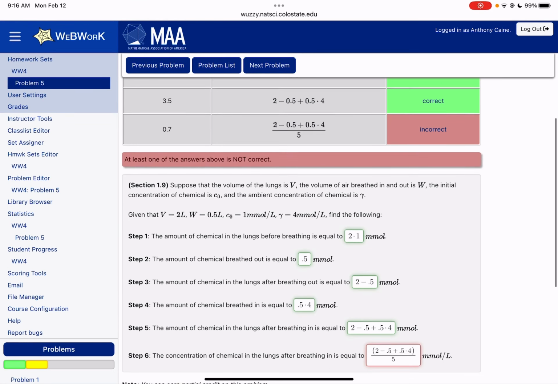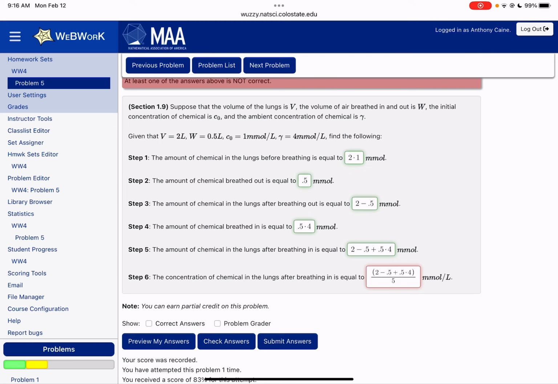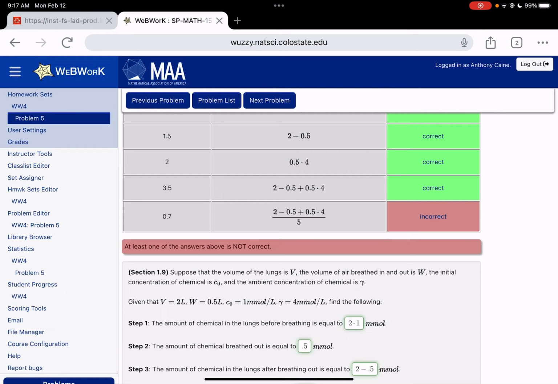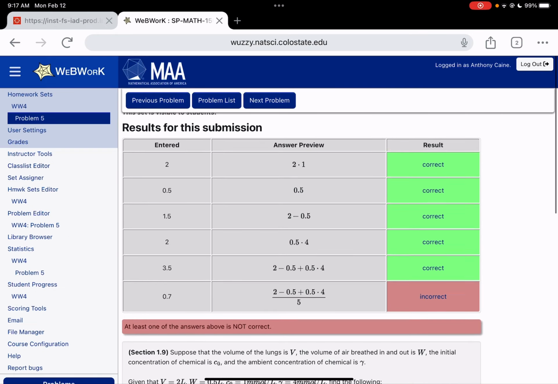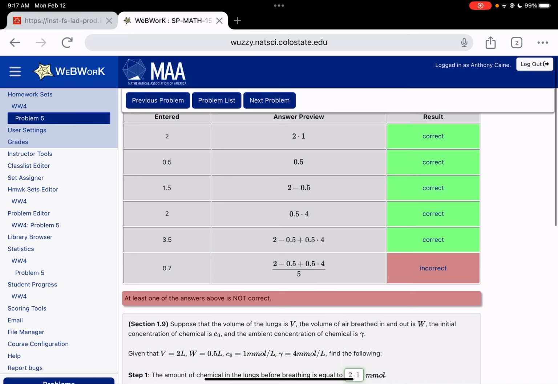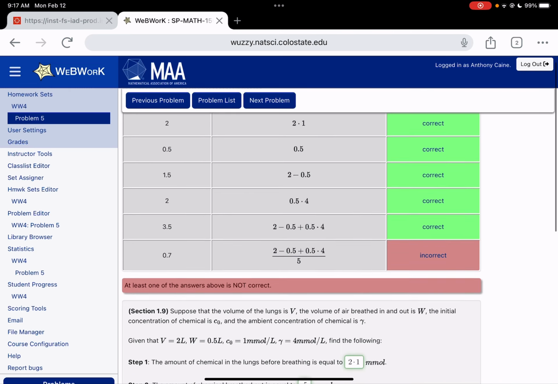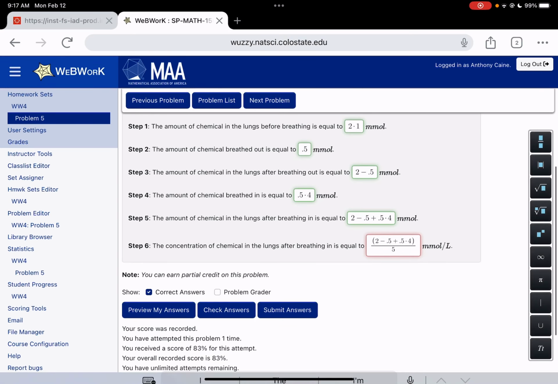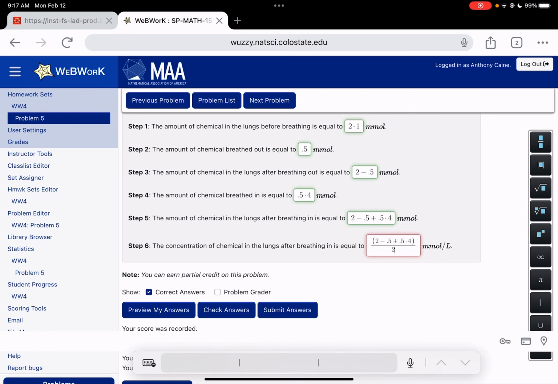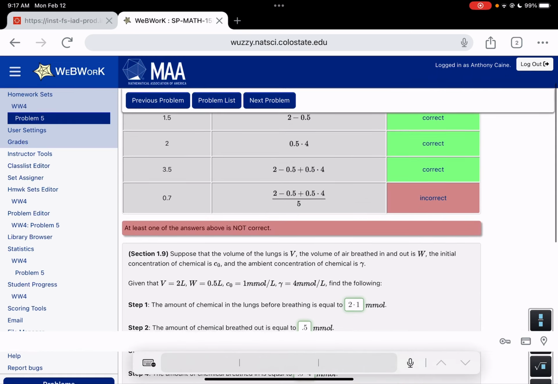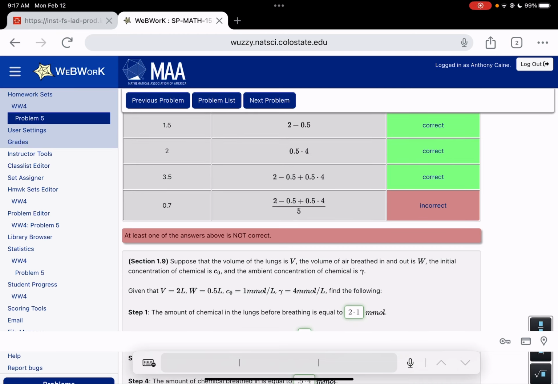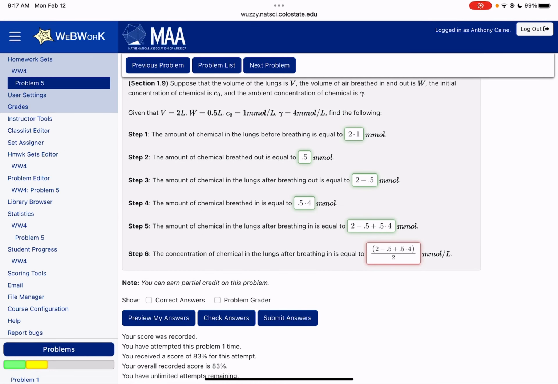Why don't you like this? The concentration of chemical in the lungs after breathing is equal to, this should be correct. All right, let's remember I got 0.7. Okay. I'm dividing by the wrong amount. I'm sorry. 5. Why did I divide by 5? Because I'm so used to saying adult lungs are about 5 liters. But for this problem, the liters in my lungs are 2 liters.